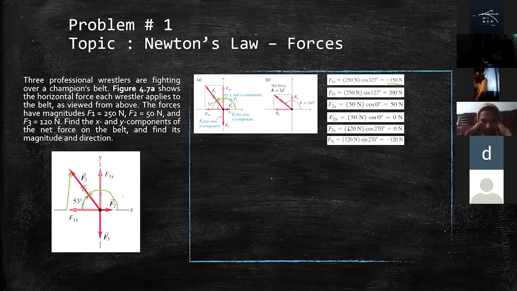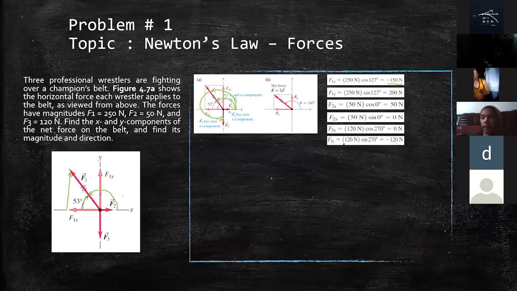So we have 120 newton cosine 270. You can get this one from here. So that's 270 degrees. Okay, so 120 newton. Cosine 270 is 0. So when you multiply by 120, you will get 0 newton.